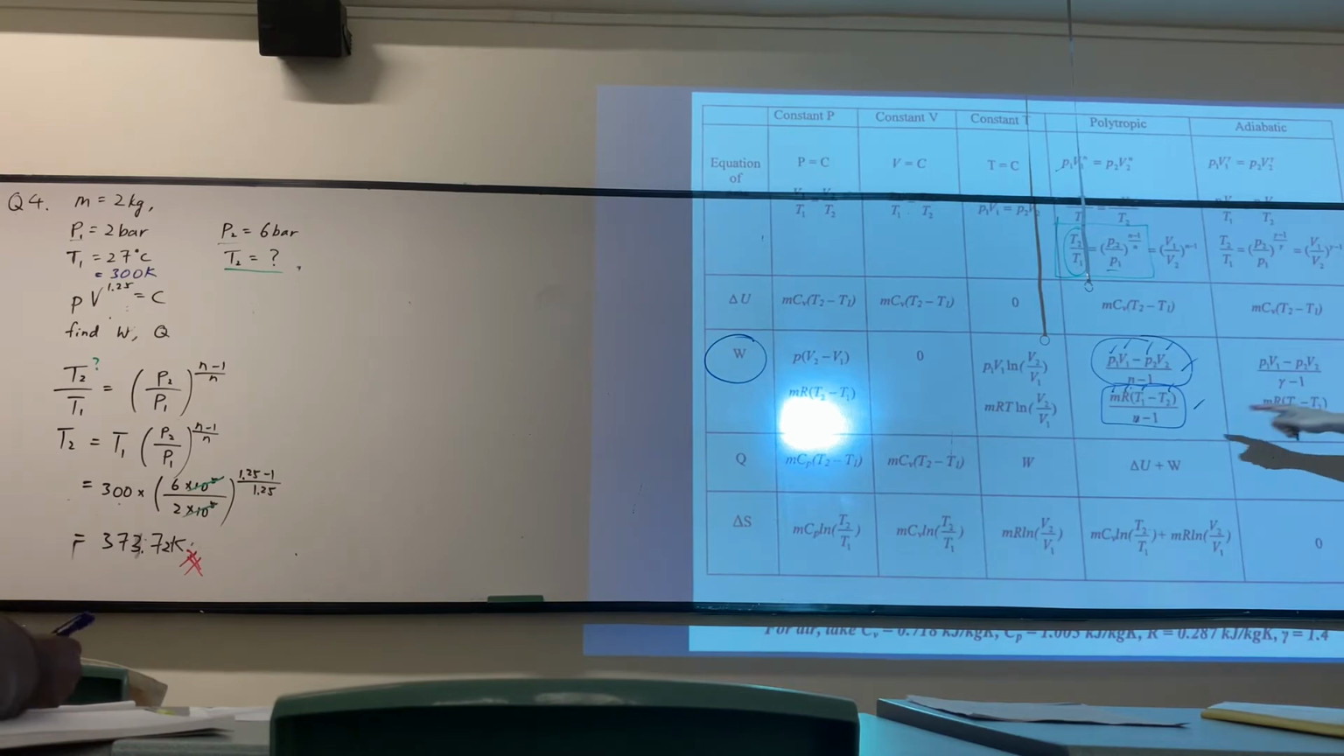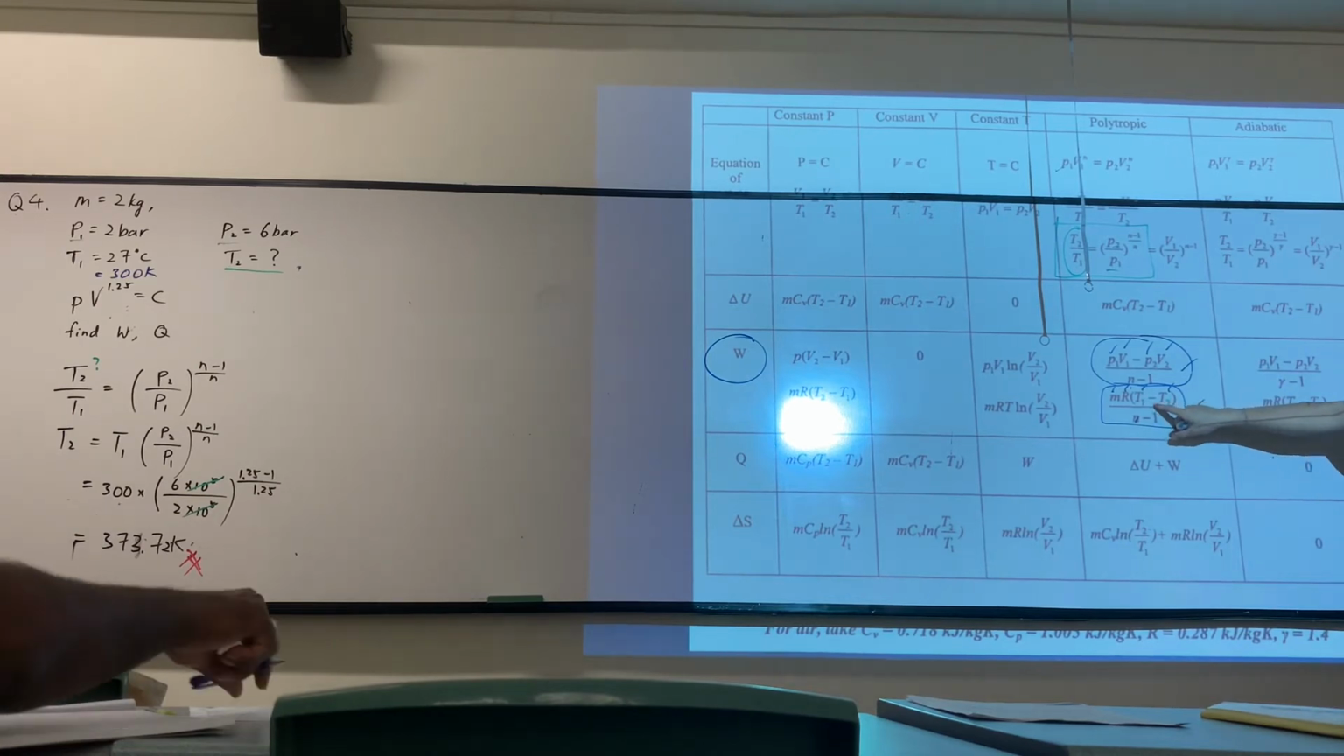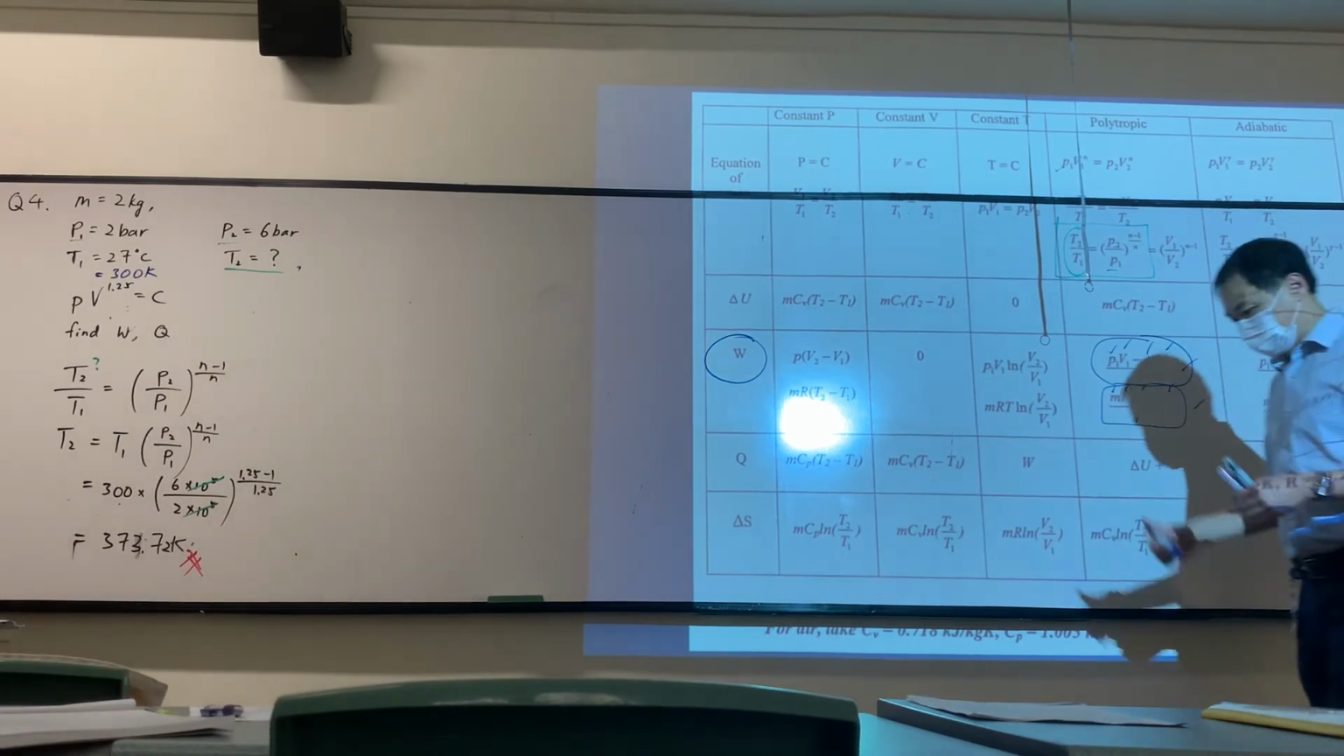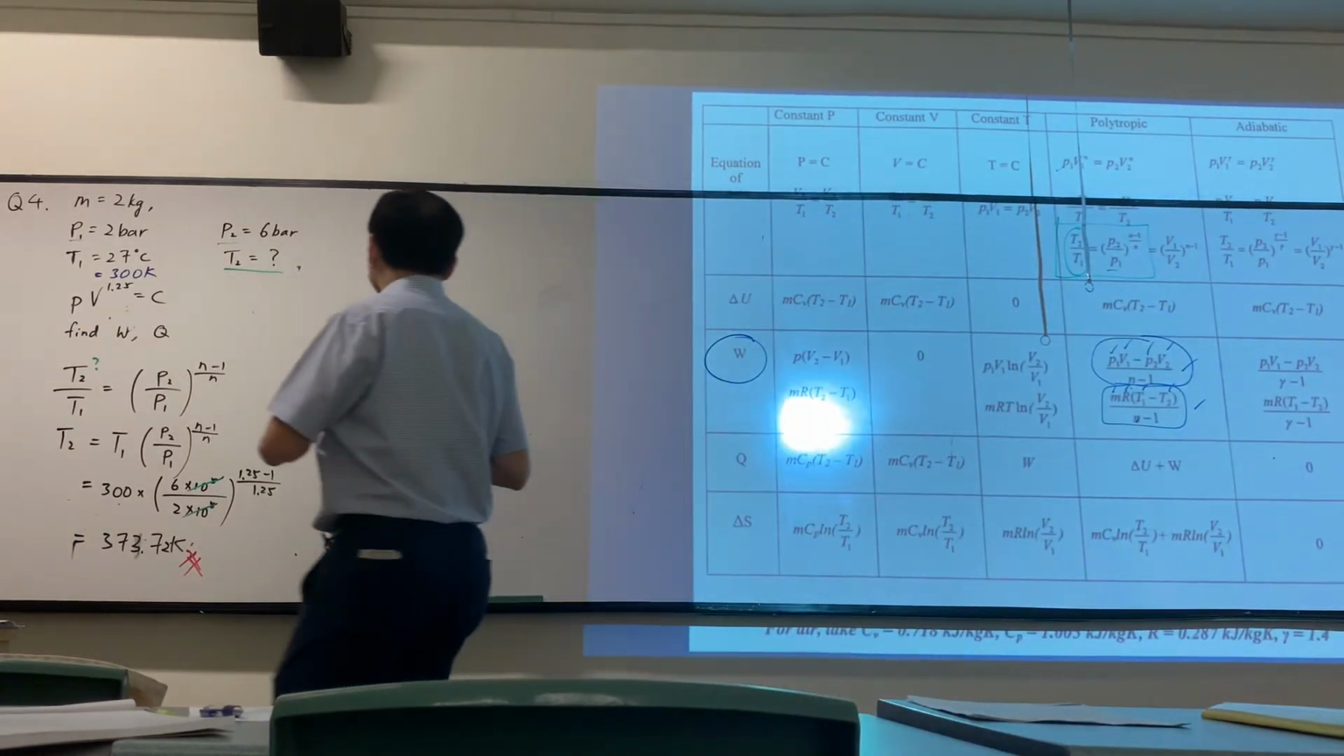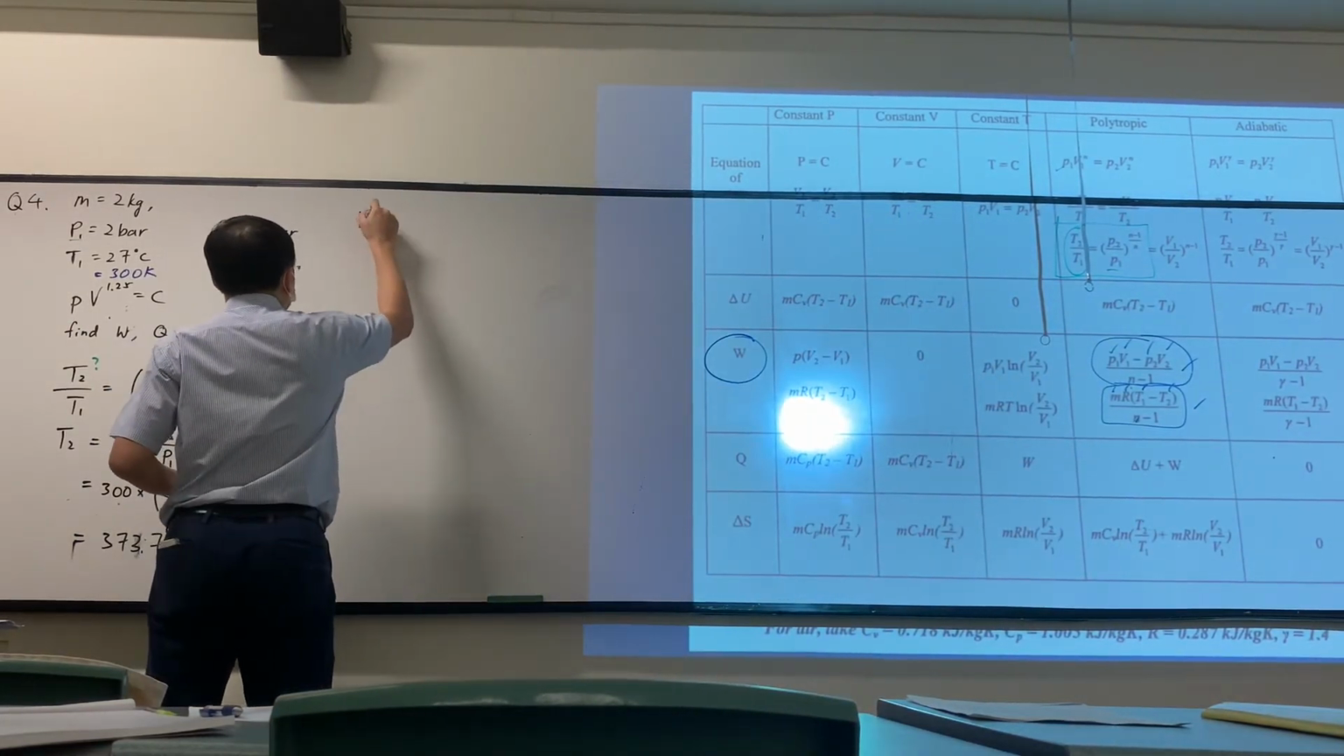So the shortcut way is, since I have everything, let's use the second equation, since I have all the items ready.